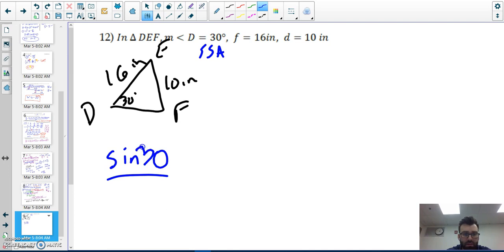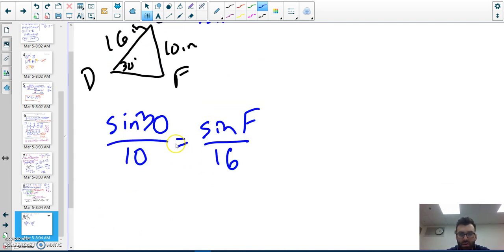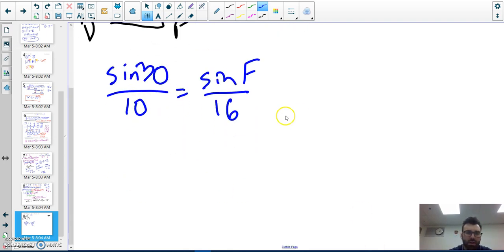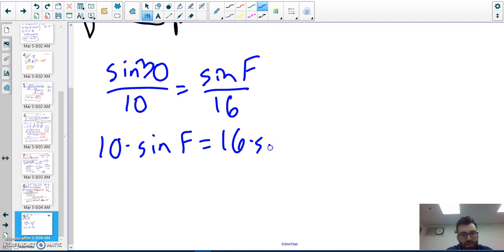Sine of 30 over 10 equals the sine of F over 16. When we have sides across from angles, a lot of times we're going to use our law of sines. Cross multiply: 10 times the sine of angle F equals 16 times the sine of 30. Divide by 10.